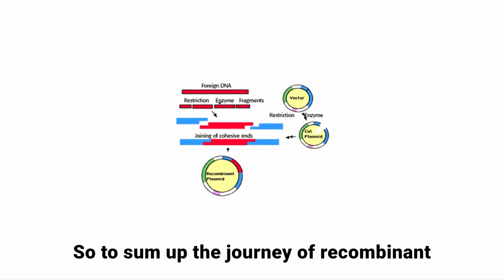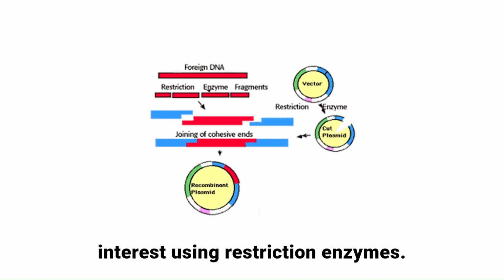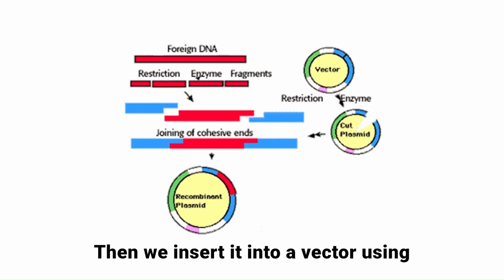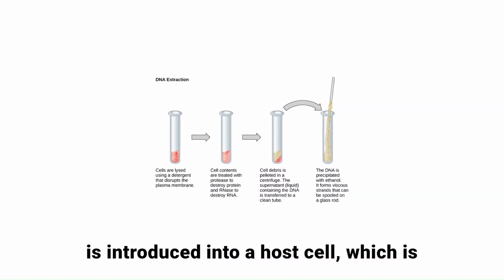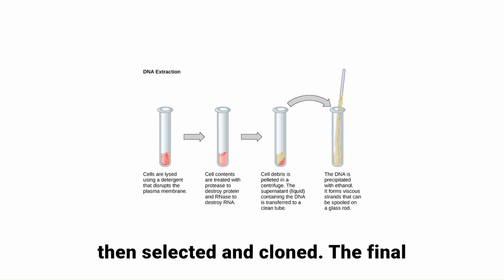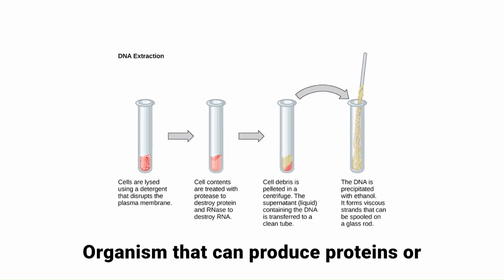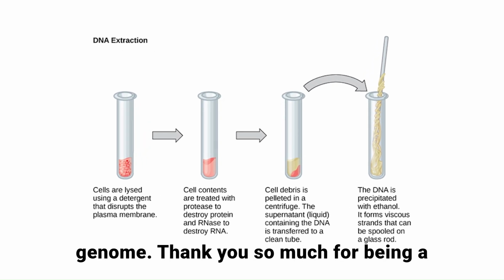So, to sum up the journey of recombinant DNA, first, we isolate the gene of interest using restriction enzymes. Then, we insert it into a vector using ligase. This recombinant vector is introduced into a host cell, which is then selected and cloned. The final product is a genetically modified organism that can produce proteins or express traits not naturally found in its genome.